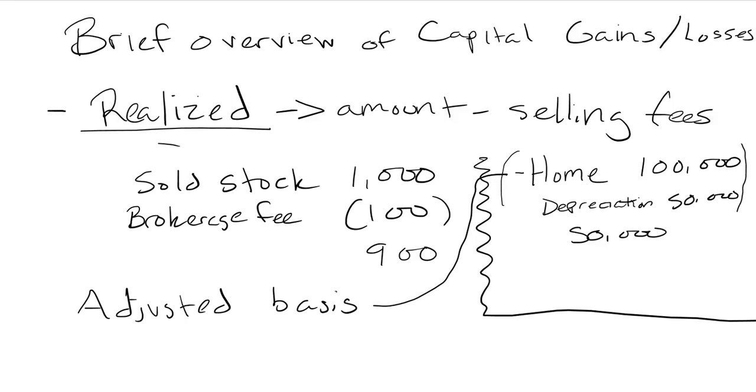For this example here, let's say we bought the stock for, let's say we paid $400 for the stock. So originally bought it, 10 years ago, paid $400 for it.